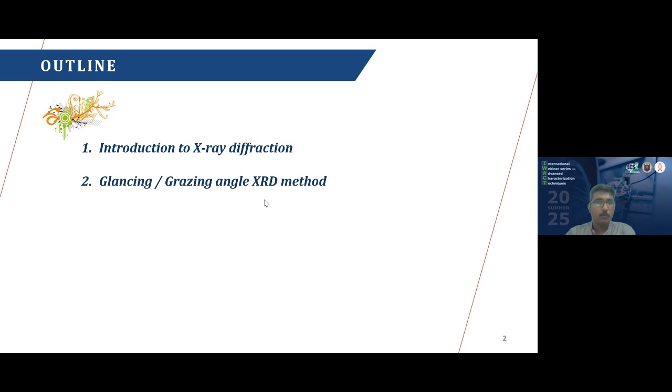This is the outline of my talk. First of all, we will give a brief introduction to X-ray diffraction and the normal powder diffraction method. Then we will move on to some of the HRXRD applications. First of all, we will be discussing glancing angle XRD theory and applications of glancing angle. Then we will move on to pole figure analysis and reciprocal space mapping.